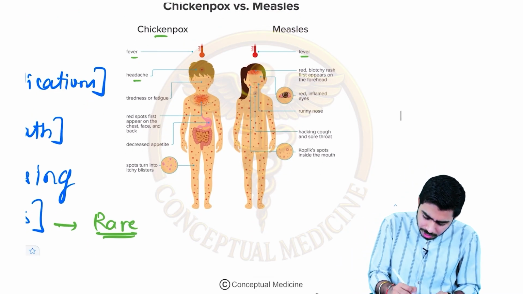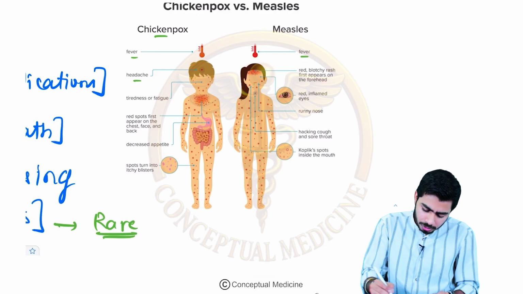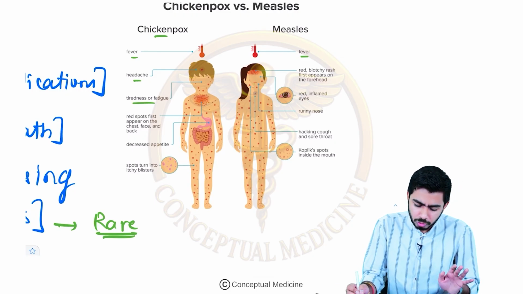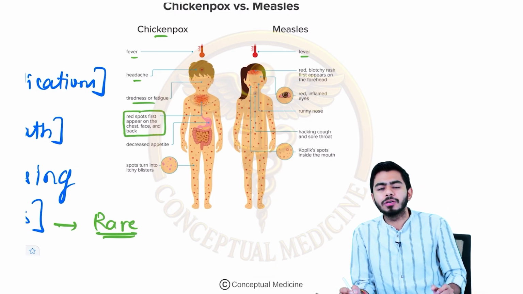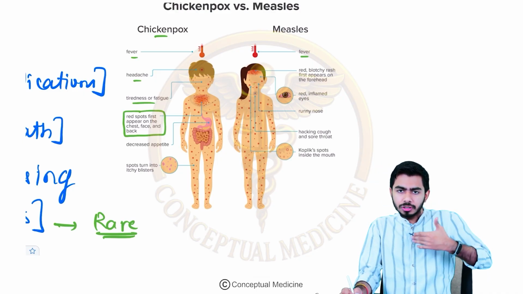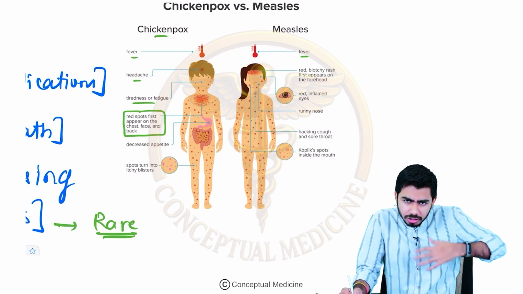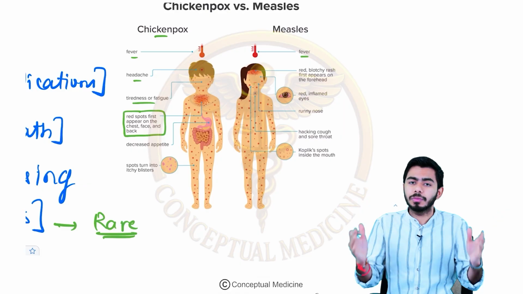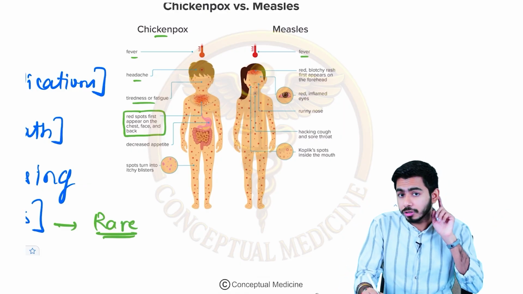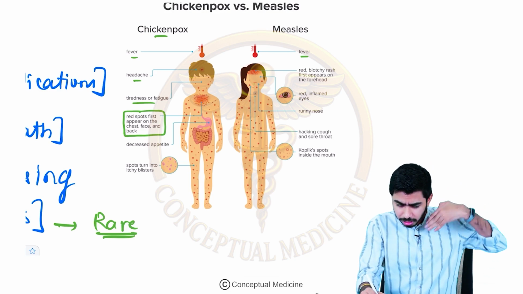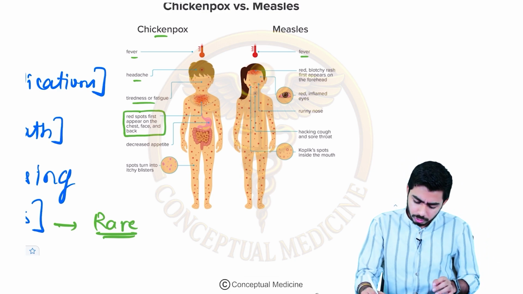Yes, headache might be there in measles as well. Tiredness or fatigue are non-specific features. The main point here is that red spots first appear on the chest, face and back, mainly in the trunk region. In chickenpox I told you about a centripetal pattern of distribution, whereas in measles we see the rash starting in the post-auricular region and extending downwards, and then the trunk and all of this.